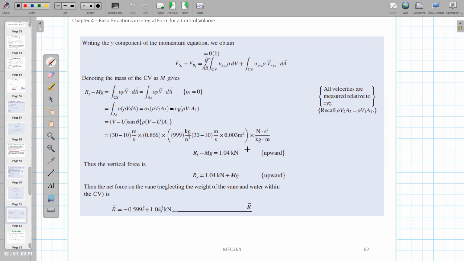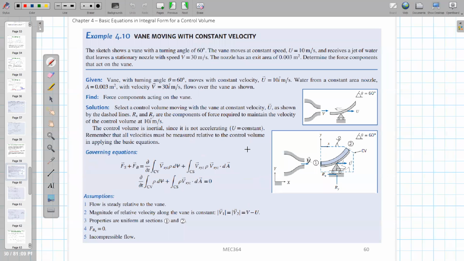So this is an example problem, right? If you define a control volume in a reference frame which is moving with a constant velocity, the idea is that you use the same format of the momentum equation, but you directly change the velocity inside to be the relative velocity rather than the absolute velocity. The relative velocity is the velocity with respect to this moving coordinate. So this is the whole idea here.